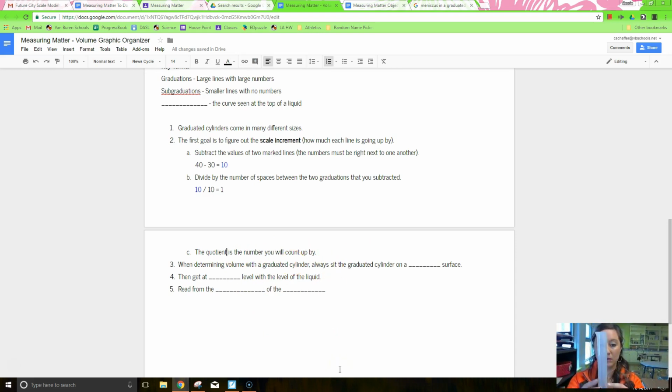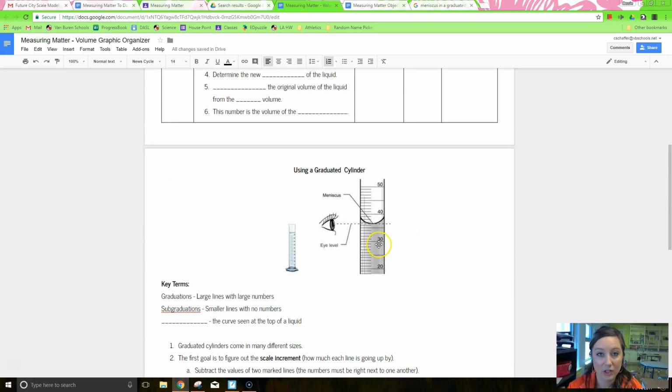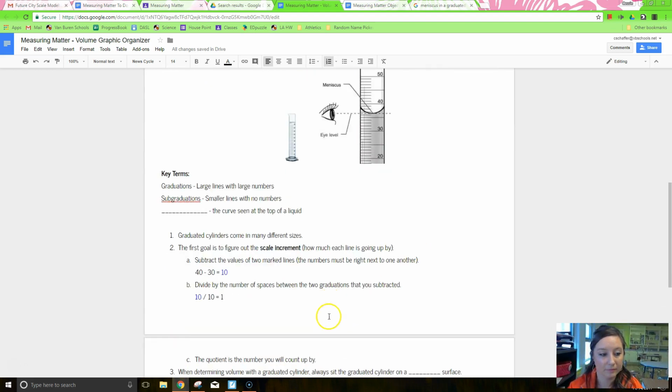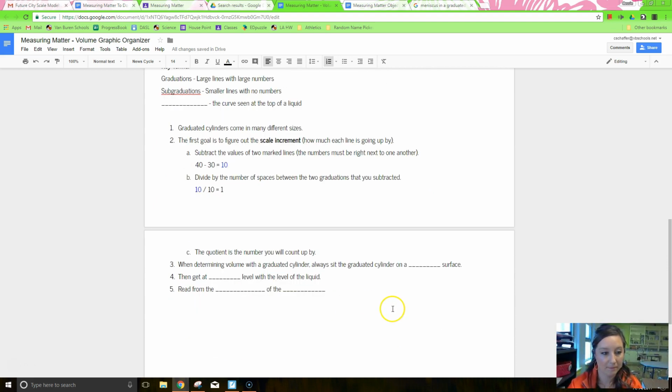So since the quotient was 1, I'm going to count up, and each one of these should go up by 1. How I'm going to double check my answer is I'm actually going to count up by 1s and see if I come up with 40. So if I start by 30 and count up by 1, 31, 32, 33, 34, 35, 36, 37, 38, 39, 40, I ended at the right number. I know that I did all of my math right.